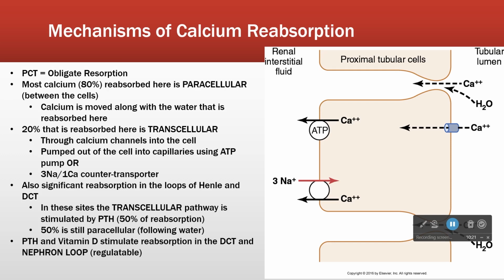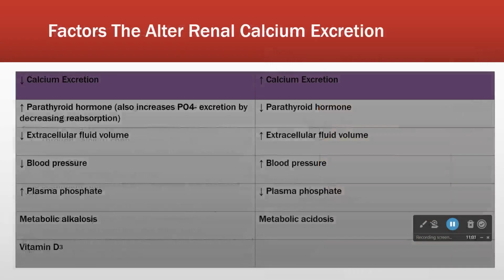So 50% stimulated by parathyroid hormone. Parathyroid hormone does stimulate these two transporters. And then half is still paracellular. Last caveat is parathyroid hormone and vitamin D also stimulate reabsorption of calcium in the distal convoluted tubule and nephron loop, right? So I kind of have repeated myself there. Oh, what I'm saying is PTH and vitamin D stimulate this third bullet point, right? The active transport.